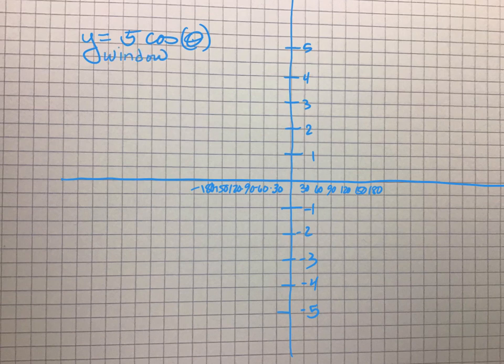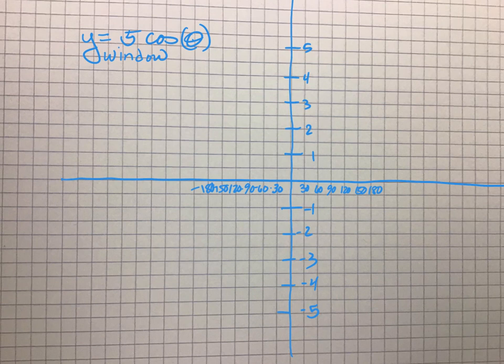So the first thing you're going to hit is window, and you're going to set your window to look exactly like your graph. So your x minimum is negative 180 on this one, and your x maximum is 180. Your scale is 30, because it changes by 30 each time. Your y minimum is negative 5, your y maximum is 5, and each block counts as 1/2.